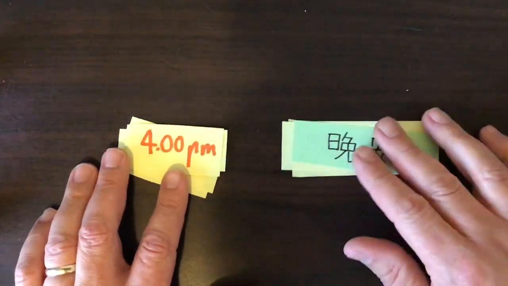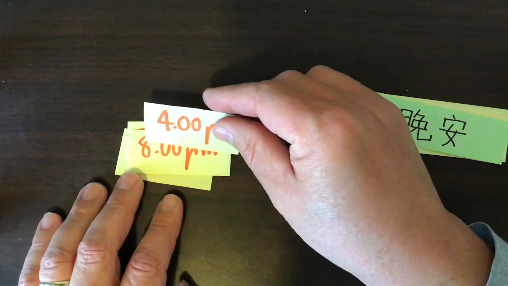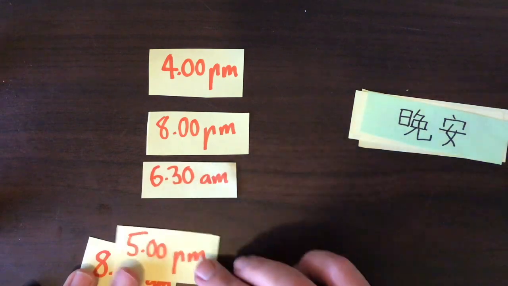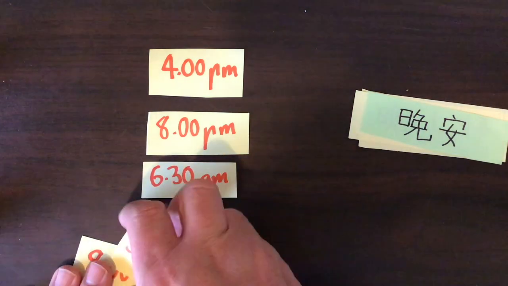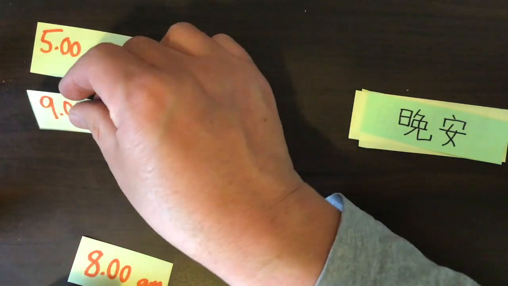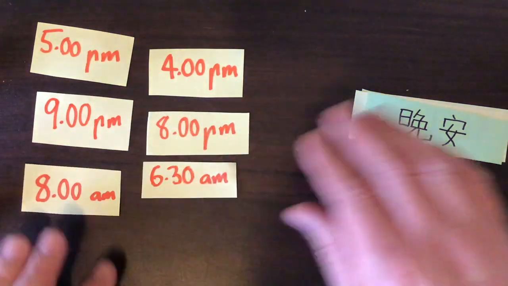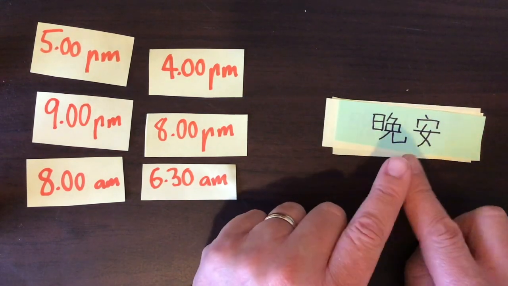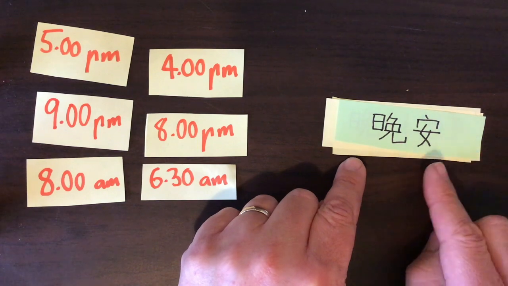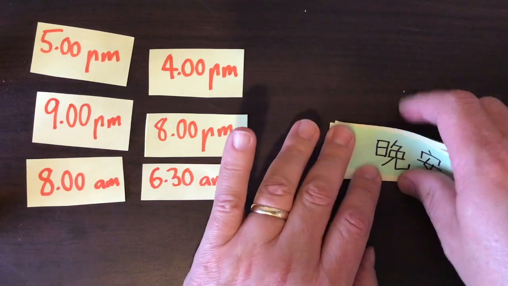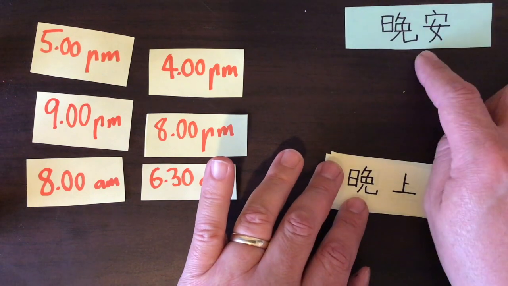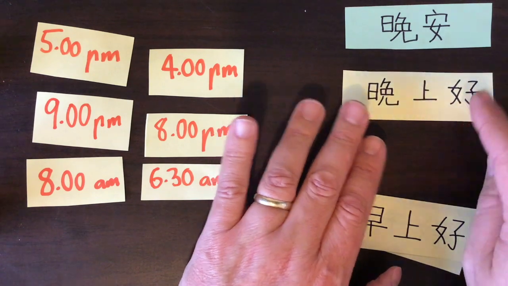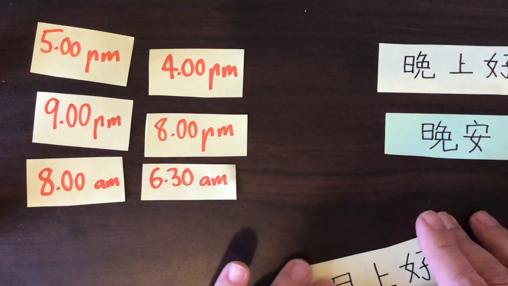Okay, everyone, here is our second challenge. Now, what I've got here is I've got some times of the day. We have 4 p.m., 8 p.m., 6:30 a.m., 5 p.m. I'll just put that over here. 9 p.m. and 8 a.m. Now, again, I have not written the pinyin on purpose because I really want you to start recognizing the characters and learning how to name them. So we have Wan An. I'm going to put that up there. So good night, Wan An. Wan Shanghao, good evening. Maybe I'll put that down here so we can work out where things go.